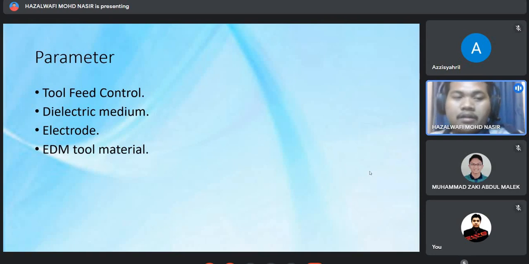The third is electrode. Electrode also has a lot of kinds, and also depends on the material. The electrode also has multiple shapes. The last is EDM tool material. The most important thing about EDM is the material must be a conductor material.